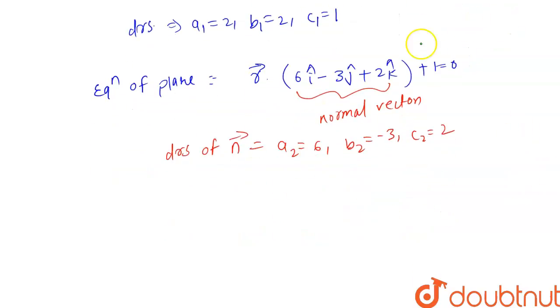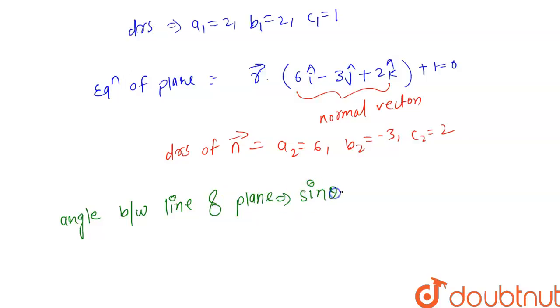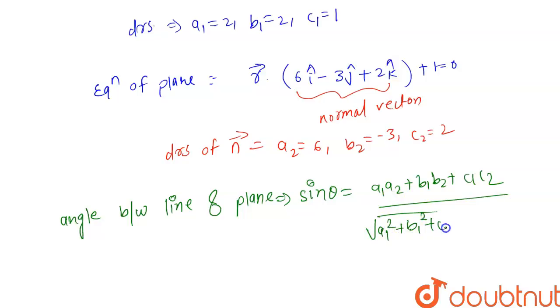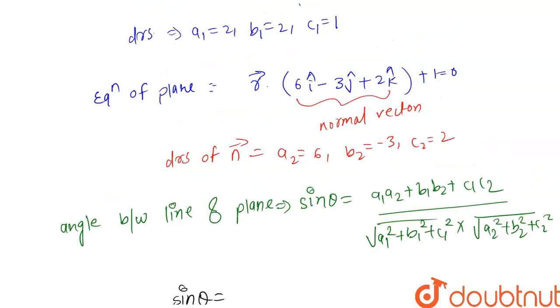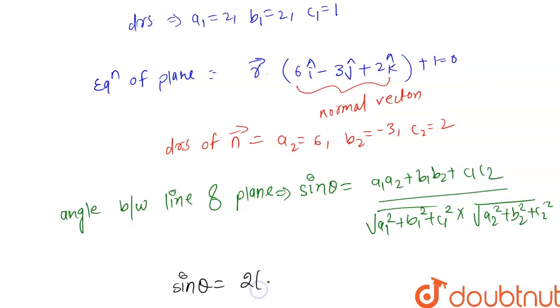Now the angle between line and plane is given by sin theta = (a1 a2 + b1 b2 + c1 c2) divided by under root of (a1 square + b1 square + c1 square) into under root of (a2 square + b2 square + c2 square). Let's put the values: a1 is 2 and a2 is 6, b1 is 2 and b2 is -3, c1 is 1 and c2 is 2.